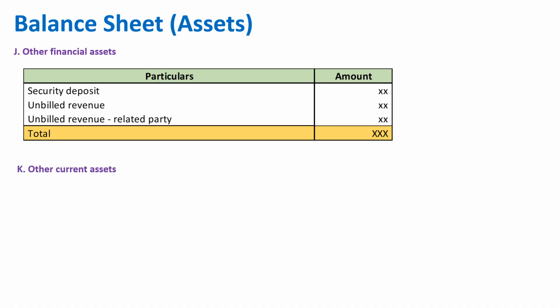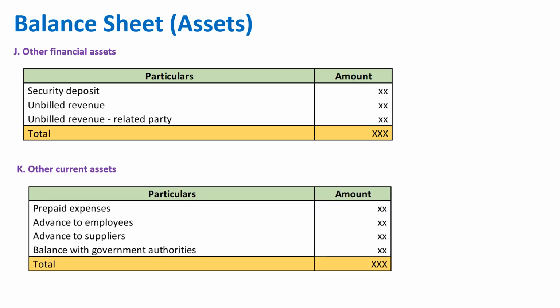Next one is other current assets. So any other current assets have to be reported. The list I'm showing here is a few examples, but as a company you can have more items in that. For example, prepaid expenses, advance to employees, advance to suppliers, balance with government authorities. All these are current. And why are they treated as current? Because the company believes that these amounts can be converted to cash or can be utilized in the next 12 months. Whatever is beyond 12 months is already reported under non-current. Whatever is within 12 months is reported under other current assets.